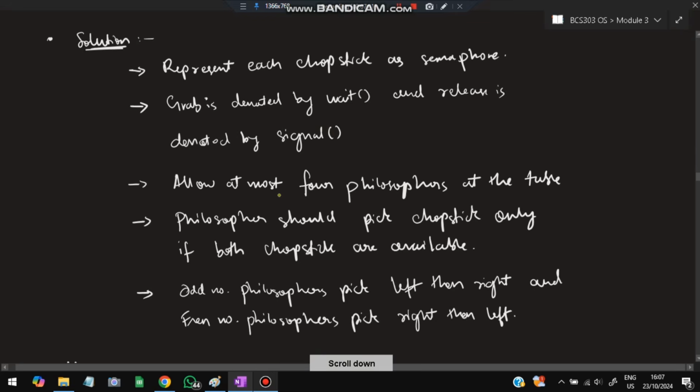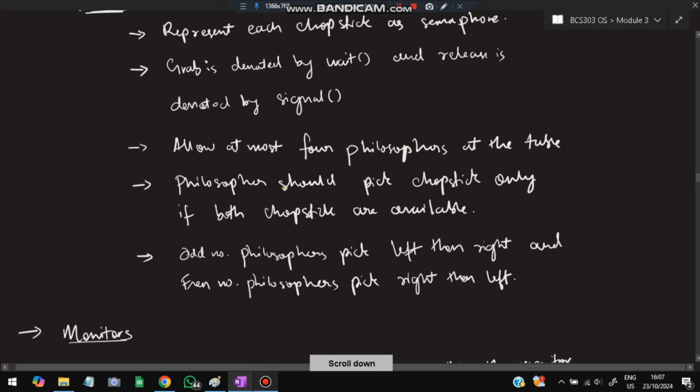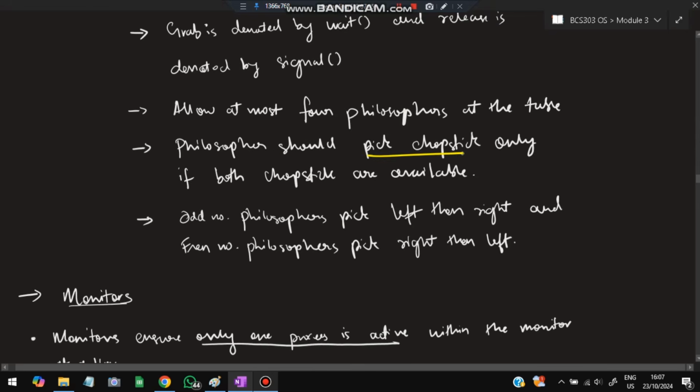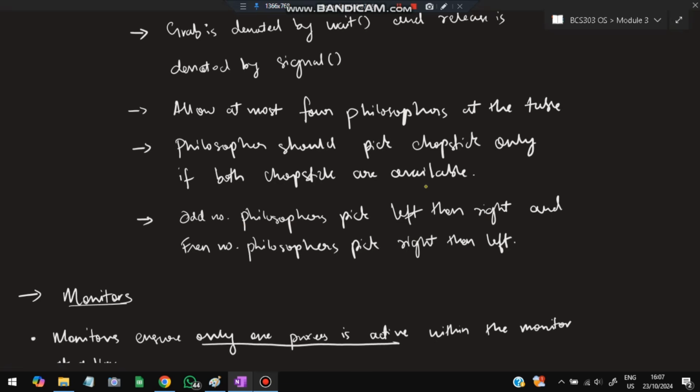You can use it. Allow at most four philosophers to be at the table at the same time. Philosophers should pick the chopsticks only if both chopsticks are available. If only one chopstick is available, don't pick it, otherwise it will lead to deadlock. Odd-numbered philosophers pick first left, then right, and even-numbered philosophers pick right, then left, so that the same chopstick will not be picked by two people. Okay, that is about the dining philosophers problem and its solution.